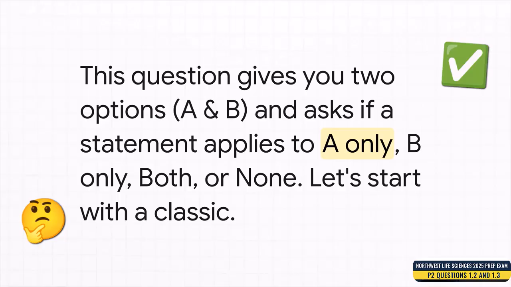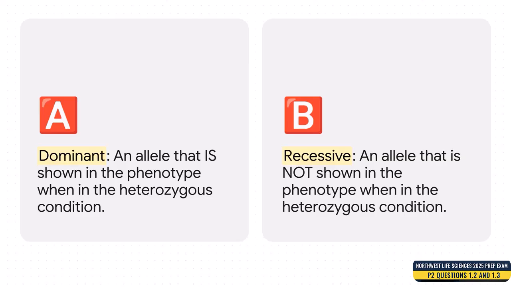Let's walk through a classic genetics example to see what I mean. Let's break this down. The statement is: not shown in the phenotype. Okay, so we know a dominant allele is the loud one in the room. It always shows up. A recessive allele, though, it's the quiet one. It only gets to express itself if it's paired with another recessive allele. So which one gets masked or hidden? Exactly. It can only be recessive. So the answer is B only. See, it's all about applying those definitions you already know.